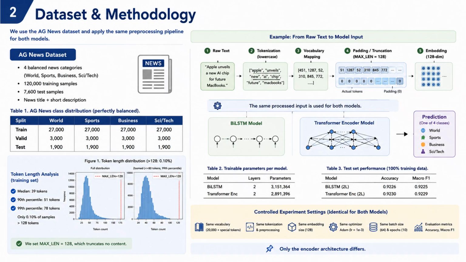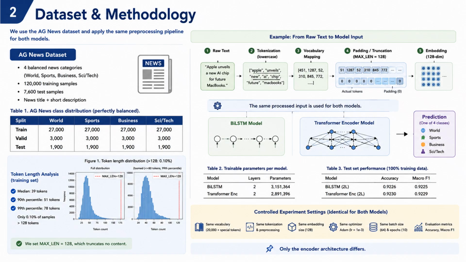This slide summarizes our dataset and experimental pipeline. We use the AGNews dataset, which contains 4 balanced categories: world, sports, business, and science and technology. Following the recommended protocol, we split the original training set into 108,000 training samples and 12,000 validation samples, while keeping the official 7,600 test samples only for the final evaluation. To ensure a fair comparison, both models used exactly the same processing pipeline.